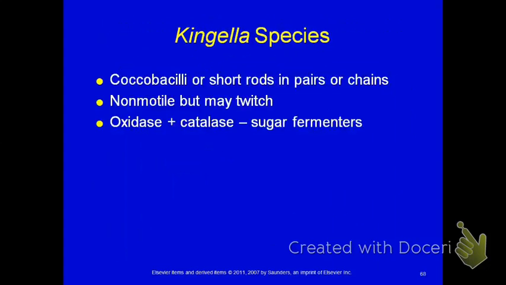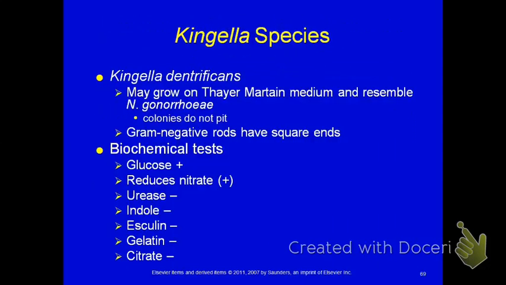This is a coccobacilli in short rods and in pairs or chains. They are non-motile but may twitch. So, this organism is oxidase positive, catalase negative, and they are sugar fermenters. So, Kingella species include Kingella denitrificans, which could grow on Thayer-Martin medium and resemble Neisseria gonorrhoeae, except that here, in Kingella species, the colonies do not pit. So, they are gram-negative rods that have square ends.